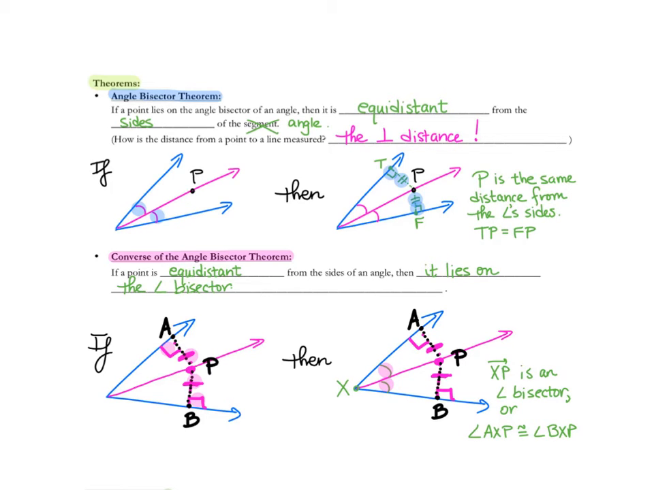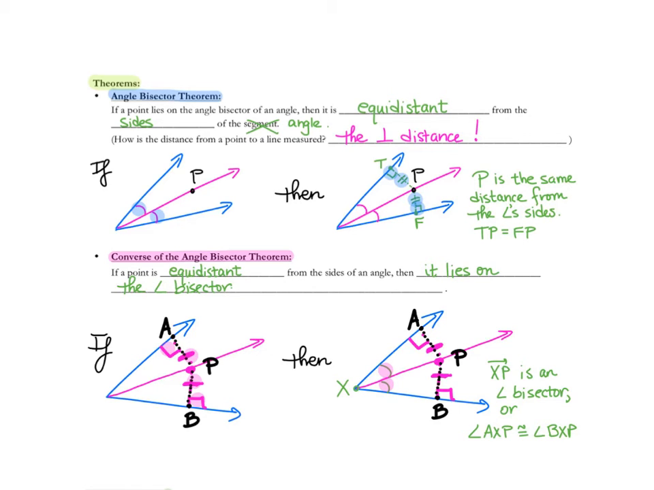Okay, so the angle bisector theorem says if a point lies on the angle bisector of an angle, it is the same distance from the sides of the angle. That should say angle on yours, I think it's corrected. Remember that you measure the distance from a point to a line as the perpendicular distance. That's what I was talking about just in the very last slide.